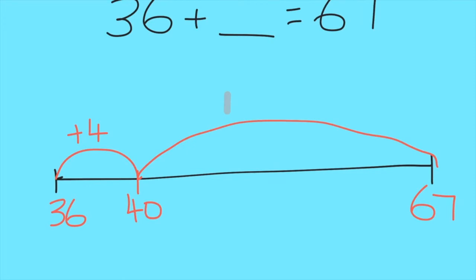I know that I've added 27. So now I just have to add up my jumps and figure out what should go in the middle here. So 27 and 4 more is 31. So 36 plus 31 equals 67.